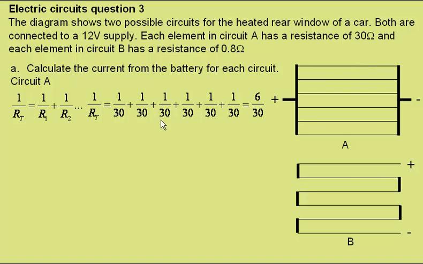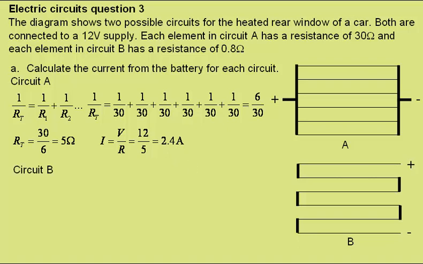And we have 1, 2, 3, 4, 5, 6 elements. So 1 over R total is equal to 6 over 30. So the total resistance is equal to 30 over 6. We must remember to invert at the end, giving a total resistance of circuit A of 5 ohms. So now using Ohm's law, I is equal to V over R, which is 12 volts, given in the question up here, over the resistance we've just found of 5 ohms, gives a current from the battery in circuit A of 2.4 amps.